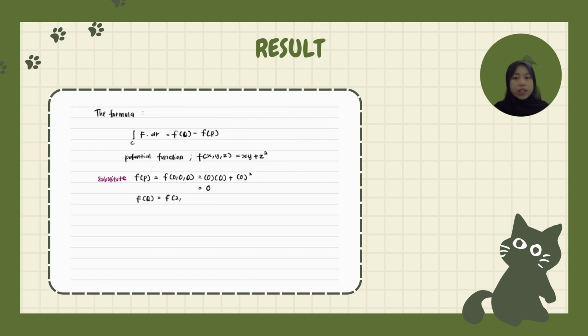Step 4, find the difference. Finally, we subtract the starting value from the final value, which is 5 minus 0 equals 5. So therefore, the total work done by the field as the drone moves from P to Q is exactly 5 units.